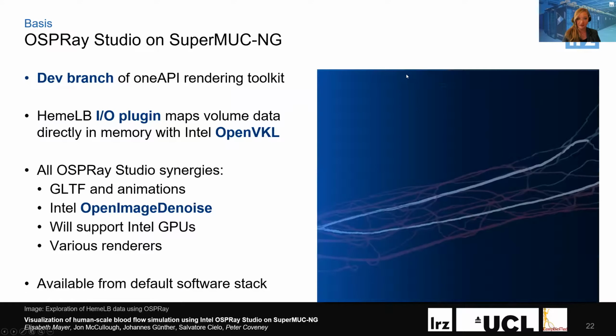We are running on a development branch of the oneAPI rendering toolkit. Our plugin loads the data directly into the volume kernel library of Intel. And we do have various OSPRay Studio synergies, such as the glTFs, so we can read glTFs and animations. We can access the Open Image Denoise, as well as use our GPUs, which we have on our supercomputer, and various renderers, which I will be introducing in the next slide. So that is OSPRay Studio on the SuperMUC-NG.